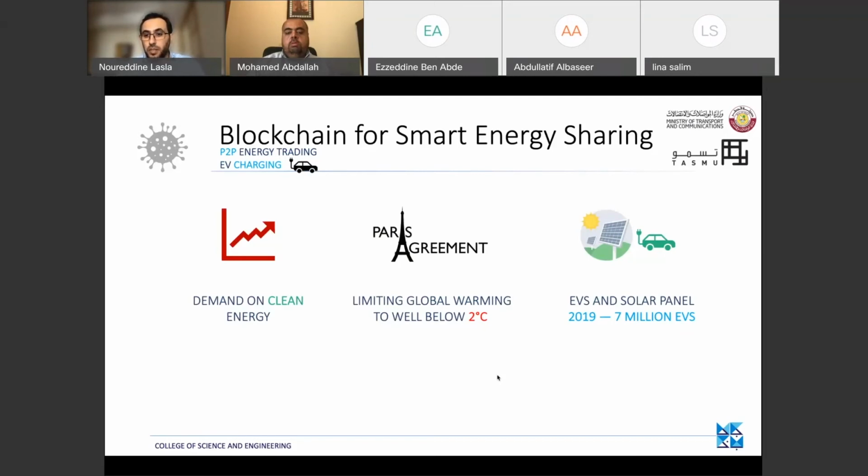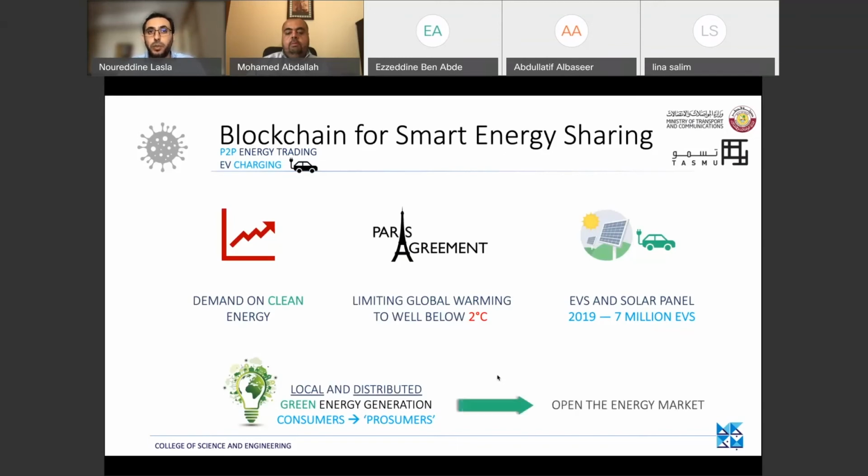electrical vehicles. As an indication, at the end of 2019 more than 7 million electrical vehicles were sold. This has created a global revolution in local energy generation, where the traditional consumer can also become a producer, known as a prosumer. However, for this revolution to happen, we need to open the energy market, and this is the main purpose of this project.